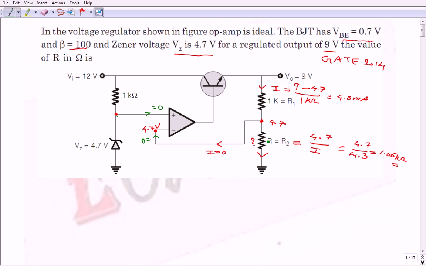To know the I value, the same I is also flowing through this resistor, and we know the voltage drop across this resistor is 9 minus 4.7. So 4.3 divided by 1 kilo ohm is 4.3 milliamperes. So R is 4.7 divided by 4.3 milliamperes.